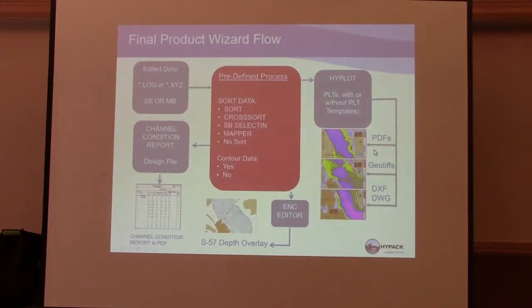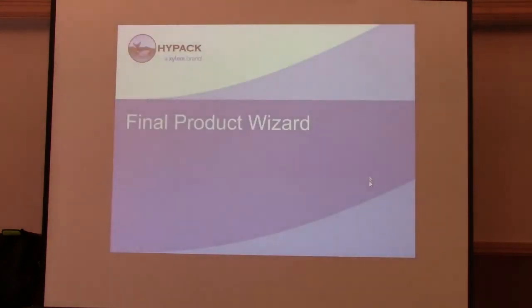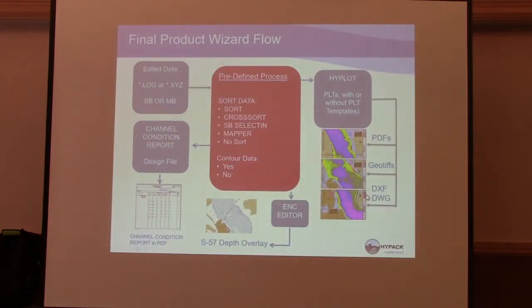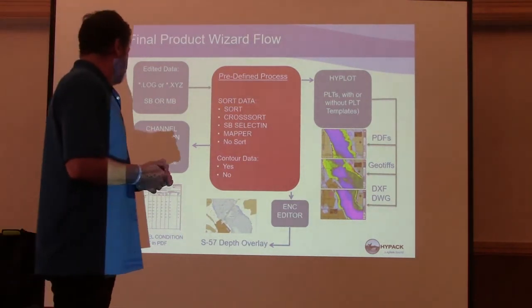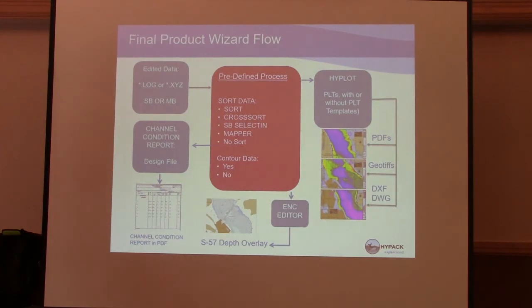Final Product Wizard is a tool that we added a few years back. I think we did this for Laurent, who is here from the French Navy. They contracted us to do this. It's basically a simpler way of getting a final product out of your edited data, whether it's single beam or multibeam data. The idea is that you load up a whole bunch of stuff in there, and it's going to run through multiple processes simultaneously, and then export a plotting sheet.